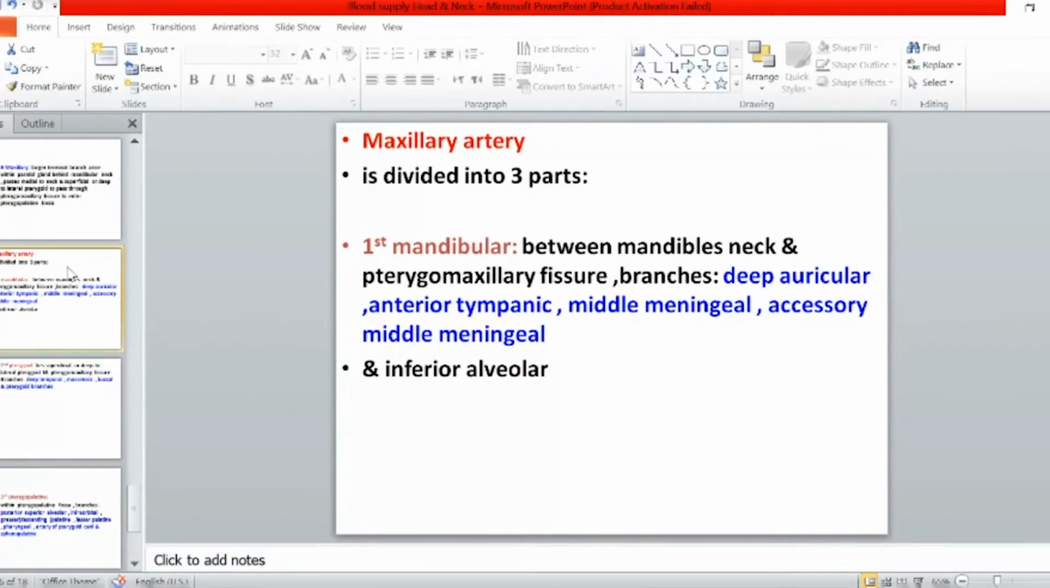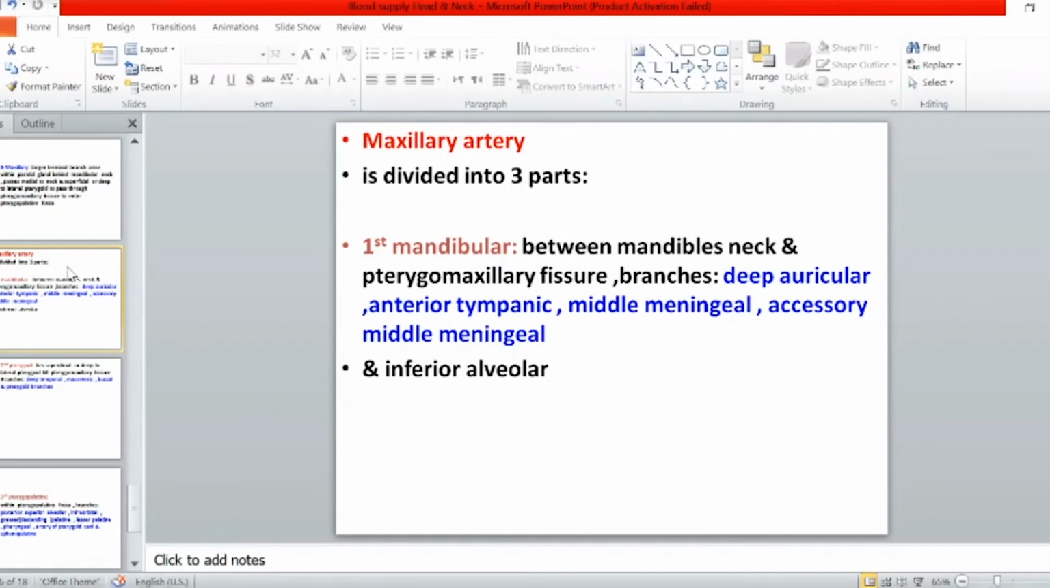Now, the maxillary artery is the main supply for the whole oral cavity. It supplies the roof of the oral cavity, the upper teeth, the upper alveolar arch, the mandible, the lower teeth and the lower alveolar arch. We have seen that the floor of the oral cavity is supplied by the lingual artery. The rest of the oral cavity is all supplied by the maxillary artery, including the roof, the alveolar arch, and all upper and lower teeth.